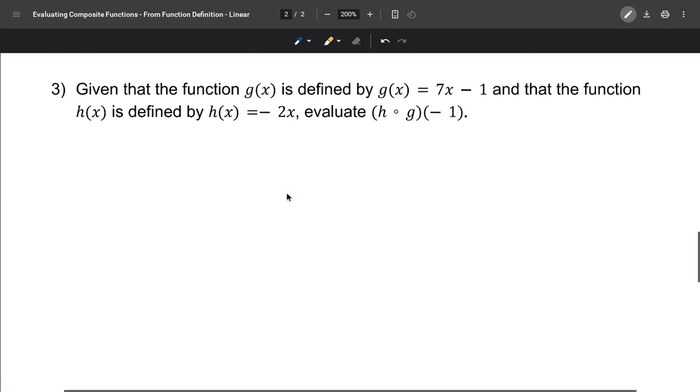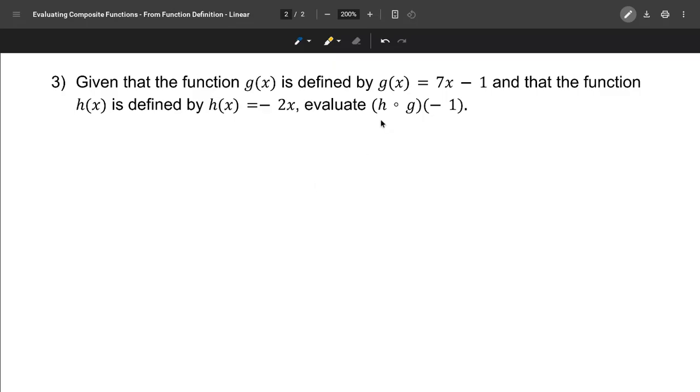In our third problem here, we've got a little bit different notation. I'll explain that in a minute. So it says, given the function g of x is defined by g of x equals 7x minus 1, and then the function h of x is defined by h of x equals negative 2x, evaluate, and this is the way we're going to read it, h of g of negative 1. This is the same as h of g of negative 1 written like this. Okay, it's just a different way of writing it.